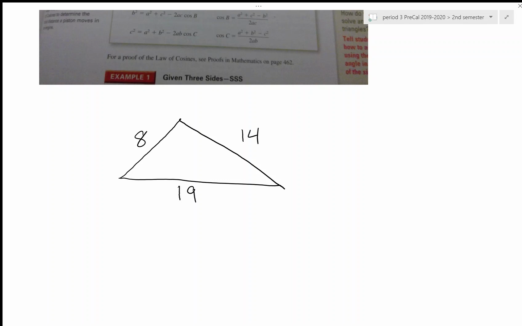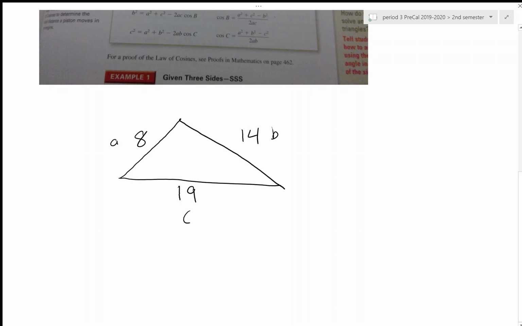So let me just get right into it. Here's an example. We need to find all the angles. If you notice here, there is no angle given, so we cannot use law of sines. For law of sines, we need at least one angle and the side opposite of it. This one doesn't give us any of that. Now if I label this A, B, C, it doesn't matter which way I label it, since all the formulas are pretty much the same.